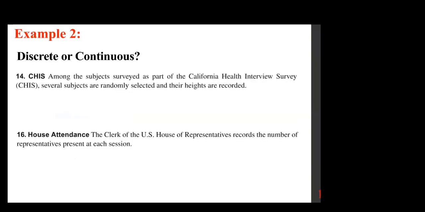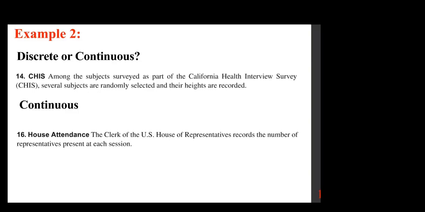All right, we want to see if you're dealing with a discrete or continuous variable. Among the subjects surveyed as part of the California Health Interview Survey, several subjects are randomly selected and their heights are recorded. Okay, so what are we dealing with here? Continuous.